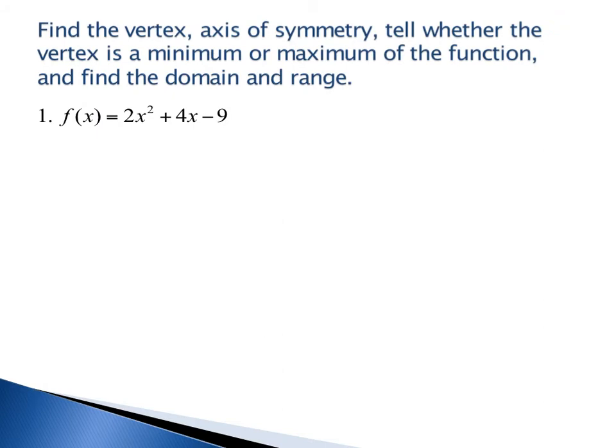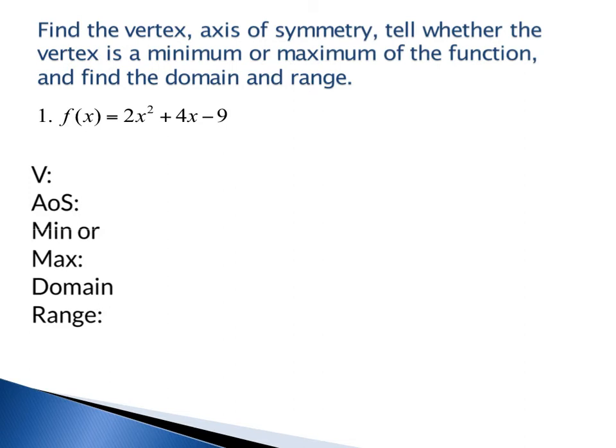Alright guys, for this quadratic, it wants us to find the vertex, the axis of symmetry, say if the vertex is a min or a max, and find the domain and range. I made a list so that I can fill them in as I go. But for the first part, for the vertex, remember when we're trying to find the vertex of a quadratic, it's just the hk point. Okay, we talked about h and k just being the way that we shift.